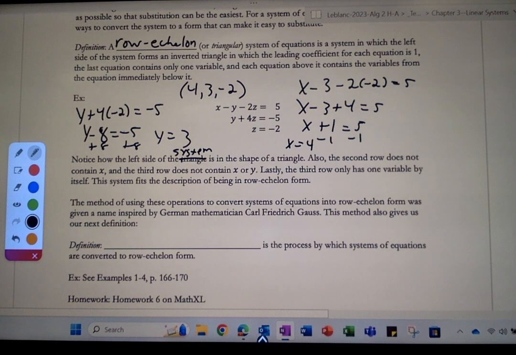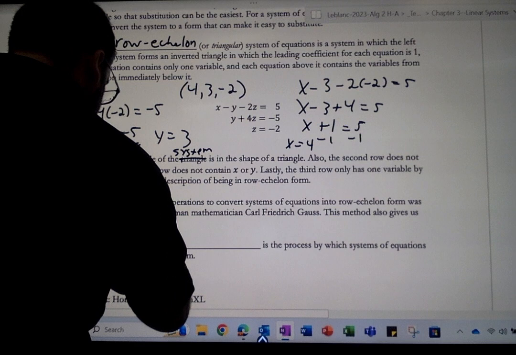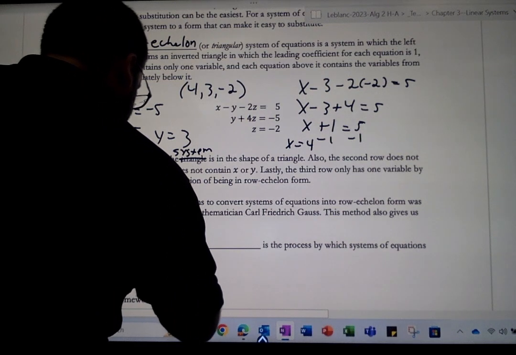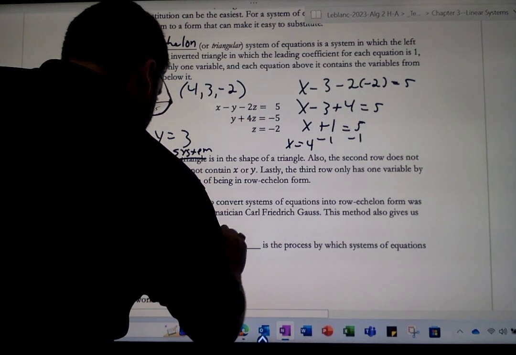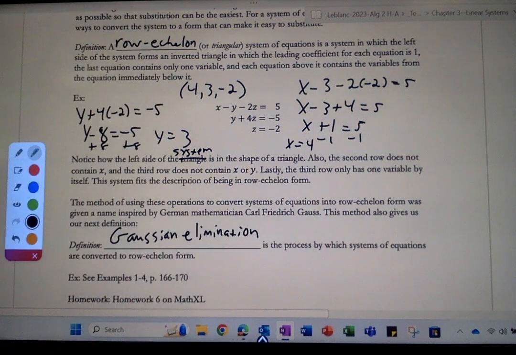So the way that we convert systems of equations into row echelon form was given a name inspired by a German mathematician called Friedrich Gauss. And that method is called Gaussian elimination, G-A-U-S-S-I-A-N. That's the process by which systems of equations are converted to row echelon form. All right, so let's look at an example.